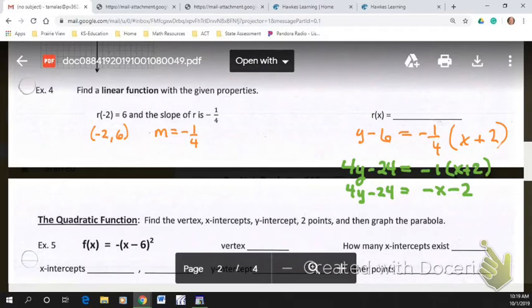And then I could add 24 to both sides. So if I add a 24, I'm going to get negative x plus 22. And then I'm going to divide by 4. Negative 1/4 x plus 11 over 2 if I reduce it. Does that look right? Yep. Okay, is everybody okay with that? Give you a second to write that down if you need to.